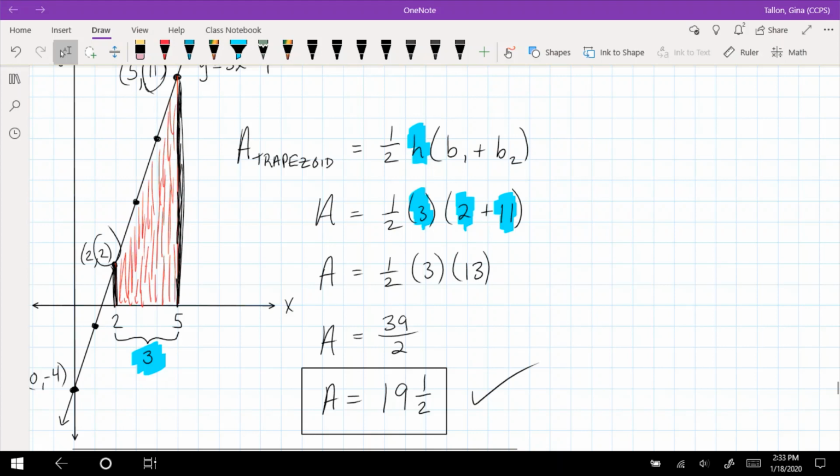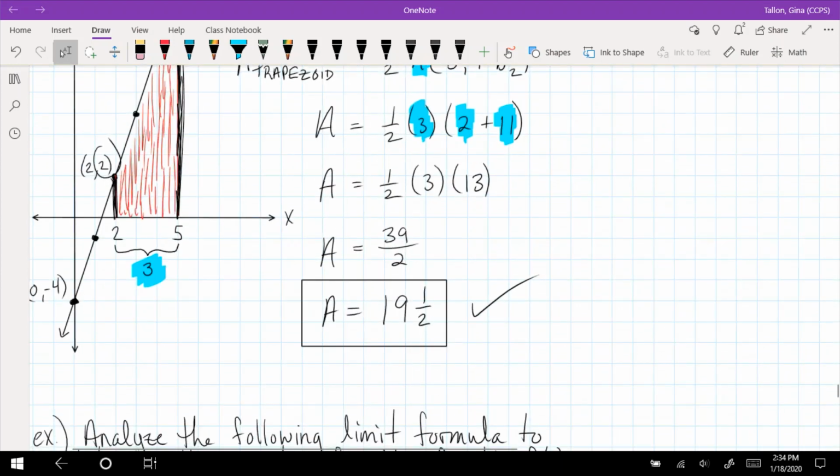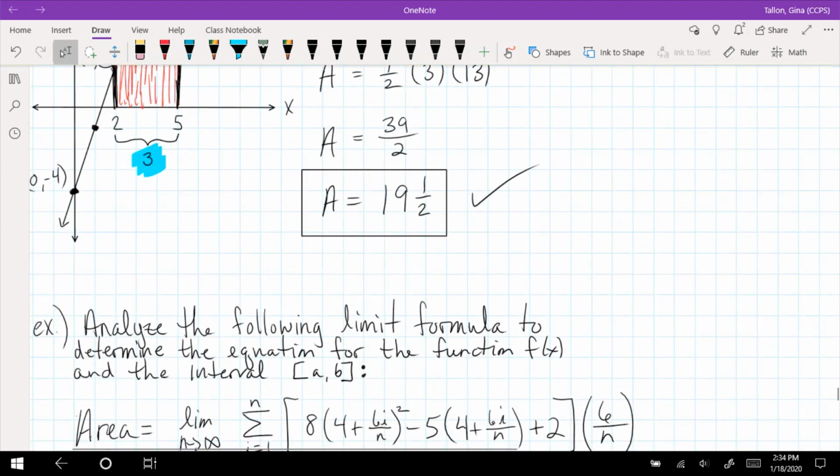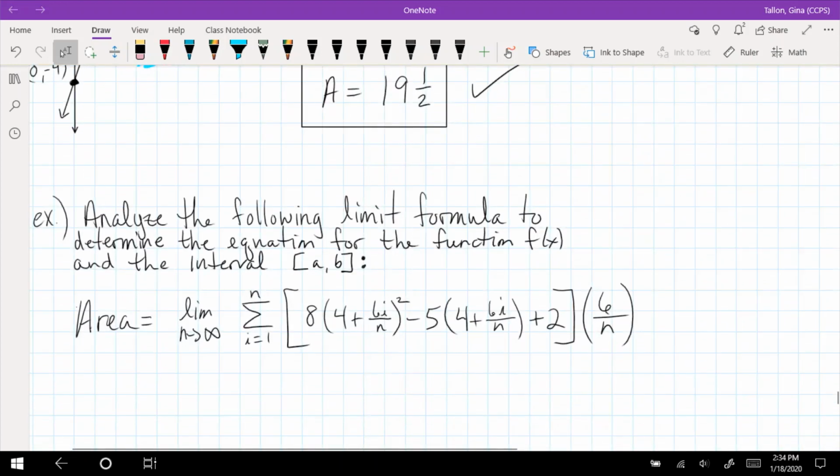But this whole process that I've played with you with is applicable even if the function is not linear. It is applicable whether you go above or below the x-axis, all kinds of different things, increasing, decreasing. We can do a lot with it.